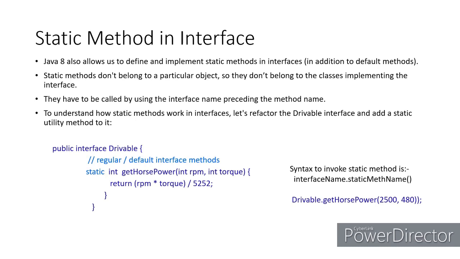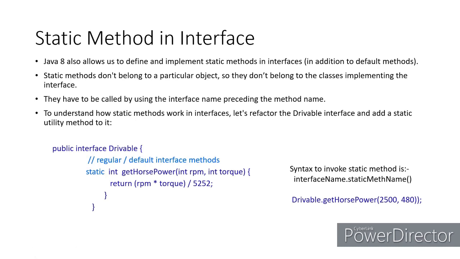And once I add it over here, I can make use of it anywhere in my ball class, in my tire class, in my bus class or car class, or any class that is of type drivable. If I want to access this utility method, I can simply access it by saying drivable.getHorsepower. Okay, you can simply access it by saying interface name.method name.